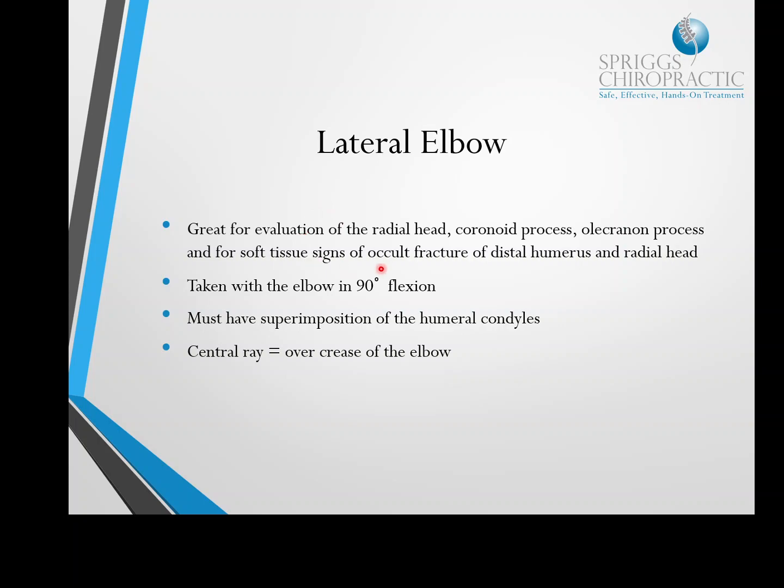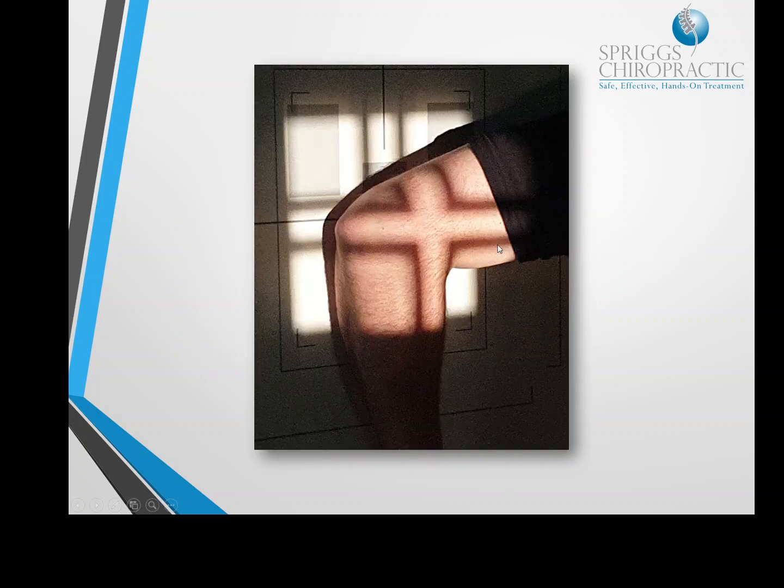So even if you can't see the fracture line itself, if you can see the posterior fat pad sign or the anterior fat pad sign, you know there is a fracture present, and it's most likely going to be of the distal humerus or the radial head, at which point the patient needs to be referred out for further imaging. This is taken with 90 degrees of elbow flexion. You must get superimposition of the humeral condyles, and I'll show you why in a second. And the central ray is over the crease of the elbow.